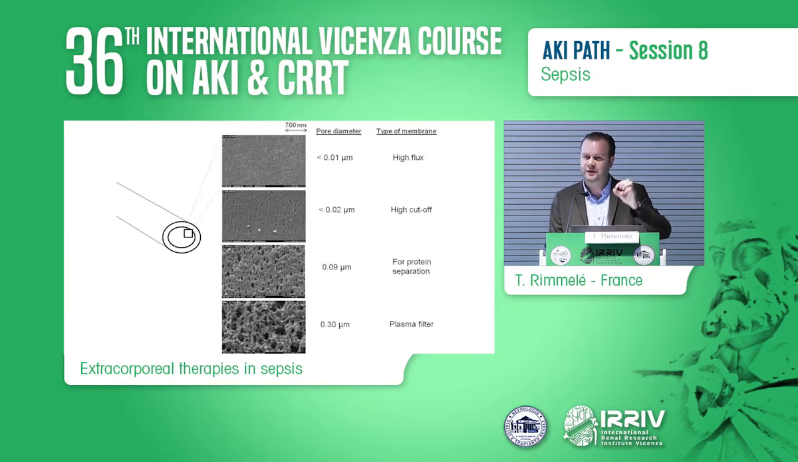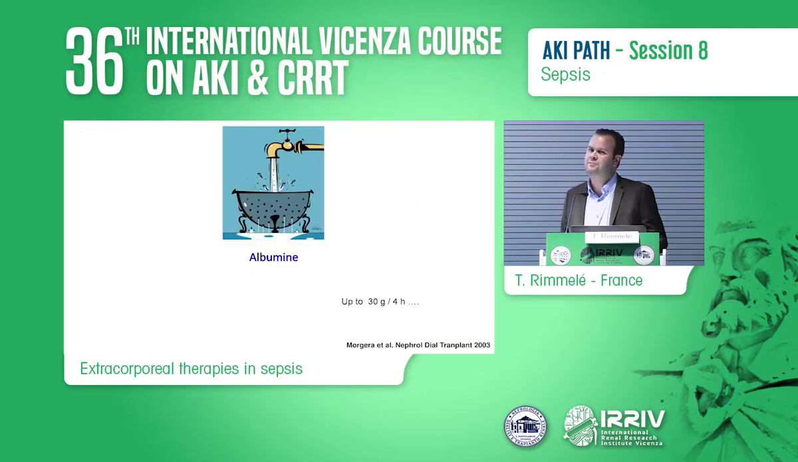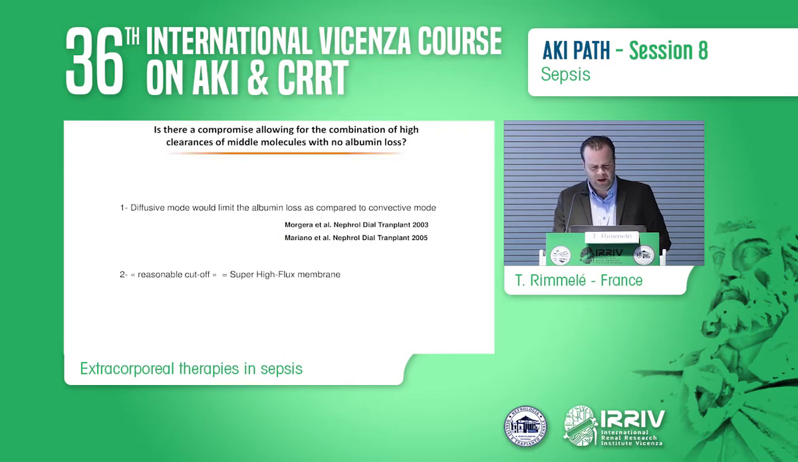So the idea is to increase the size of the pores of the membrane in order to increase the spectrum of inflammatory mediators you want to remove. The problem with these membranes is the potential removal of albumin, and you don't want to remove albumin in your septic patients. So the compromise is to use these high cutoff membranes in a diffusive mode, not in a convective mode. You are not going to force the passage of albumin in the effluent. So use them in a diffusive mode and with a reasonable cutoff.